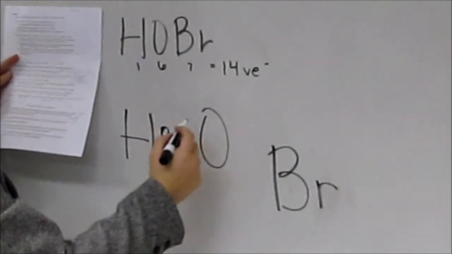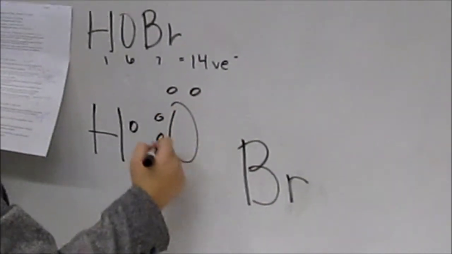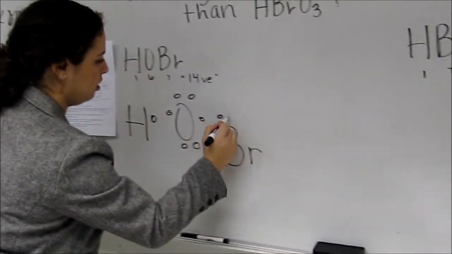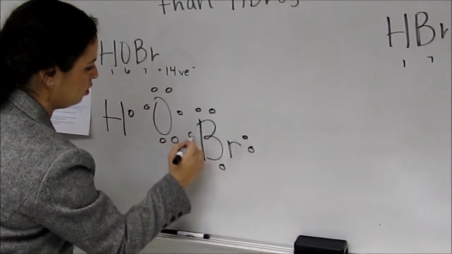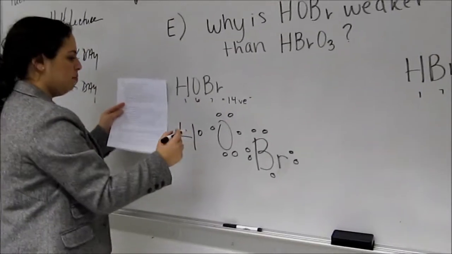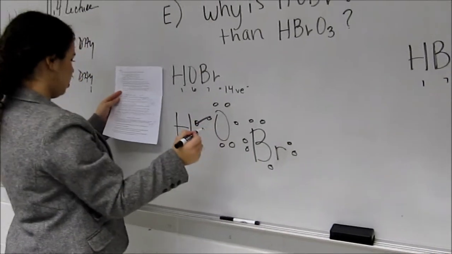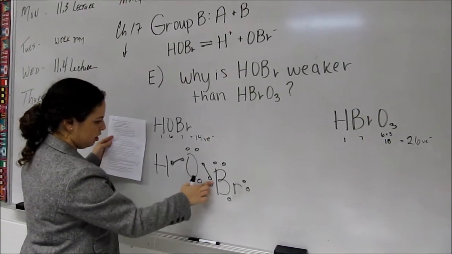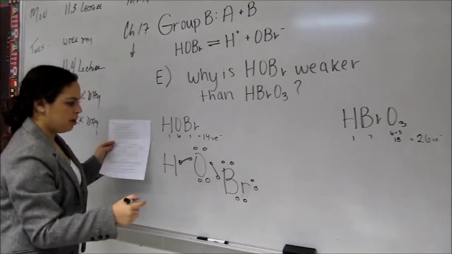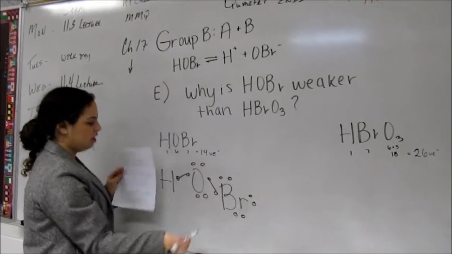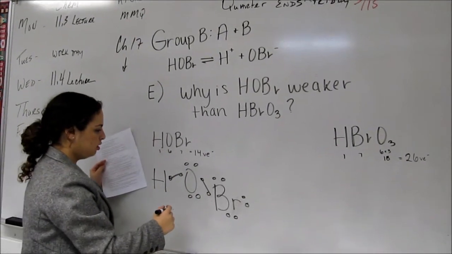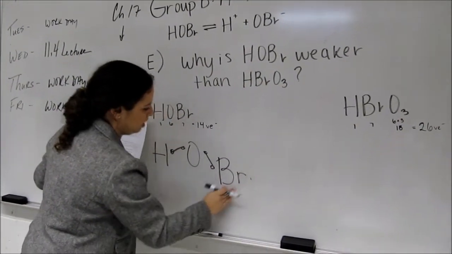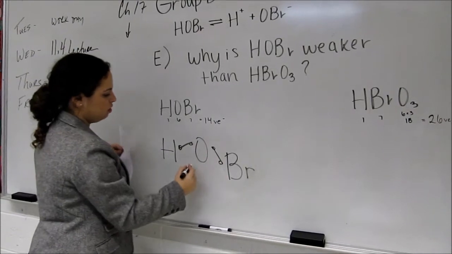So hydrogen has 1, oxygen has 6, bromine has 7. So then you would draw the bonds accordingly. These 2 electrons would make a bond, and then these 2 electrons would make a bond, and then all of these electrons would be lone pairs. This allows you to have 14 valence electrons. So the molecular structure would look something like this, and they would be at bent angles this way.